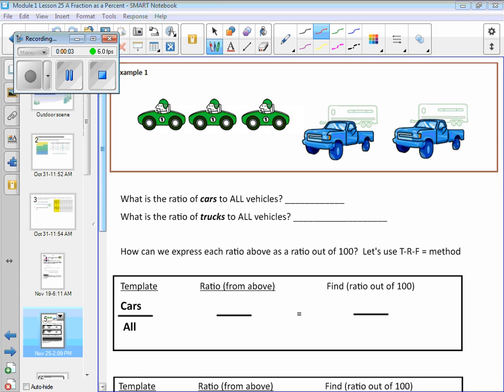Okay, so lesson 25 is all about taking fractions and changing them to percents, which you've had some exposure with so far. First objective is to build our ratios based on this diagram here. We're looking at cars and we're looking at trucks. What is our ratio of cars to total vehicles?